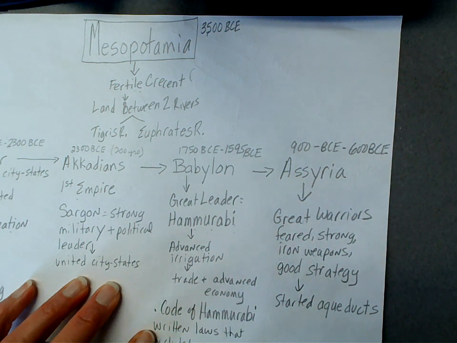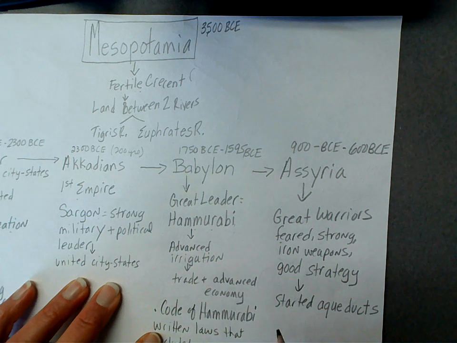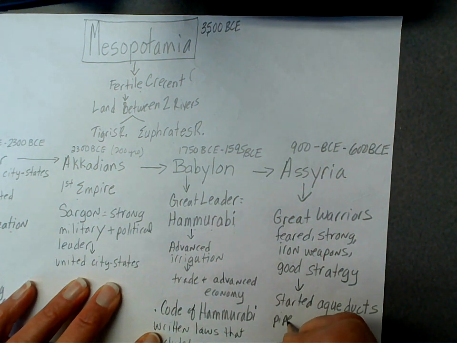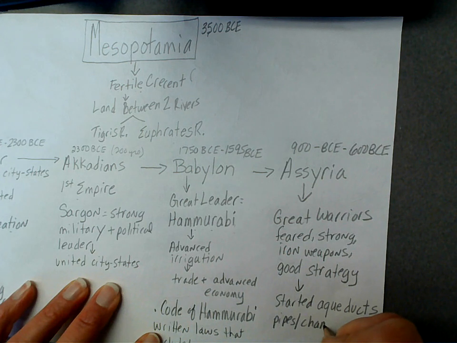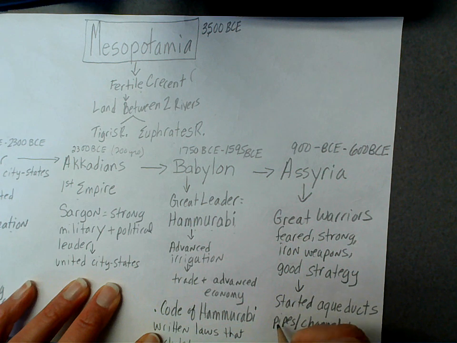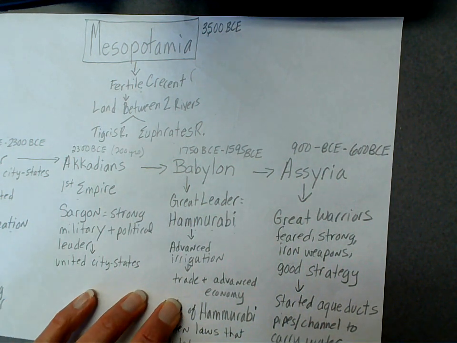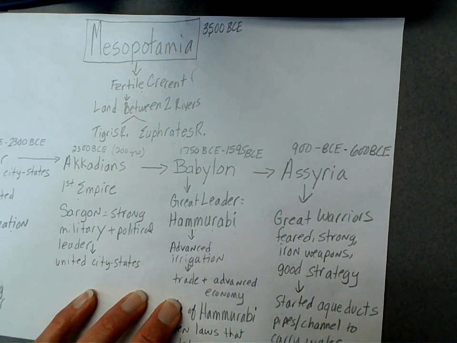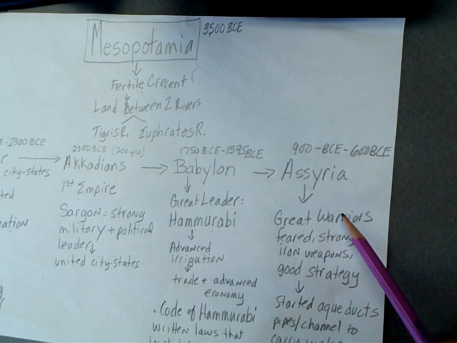A-Q-U-E-D-U-C-T-S. Aqueducts, which were like pipes. You could say channels. They were open, so they weren't exactly like pipes because they were open at the top to carry water. And we'll give the extreme example. There is documentation of one that was 30 miles long that the Assyrians created. And that was pretty amazing to me.